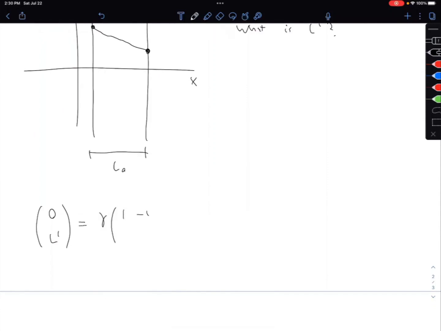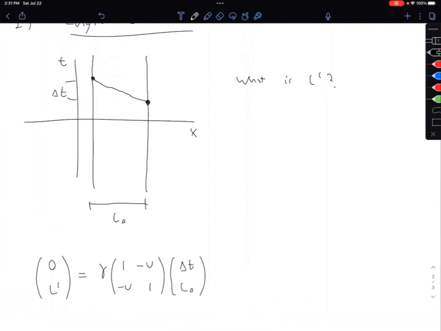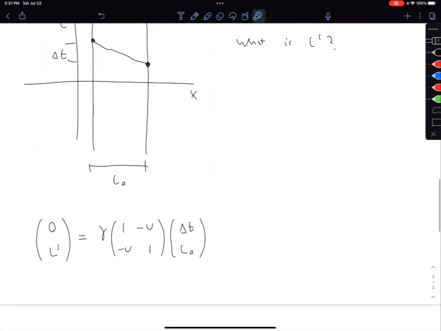Gamma, 1 minus V, 1, delta T, L0. Okay, delta T is just going to be the time separation, just this separation here. And the reason that I put 0 here is because, as I just said, they need to measure the ends of the stick at the same time. So just applying very basic principles in the Lorentz transformation, you just turn the crank and you'll get the answer. Here I'll get delta T minus V L0, and I'll get minus V delta T plus L0.